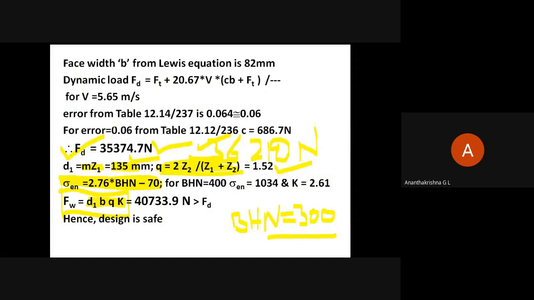Okay? So that means now come to wear load. D1 is 135, we have found out. B is how much we calculated? B is 82. Q is 1.52. K is 1.403. Get the value of FW now. Get me the value of FW.